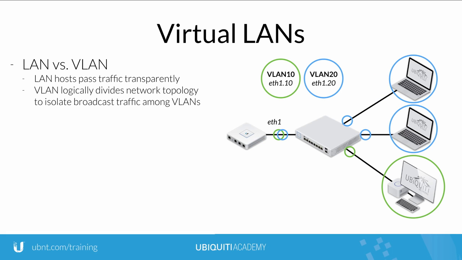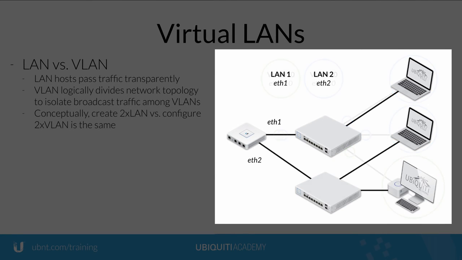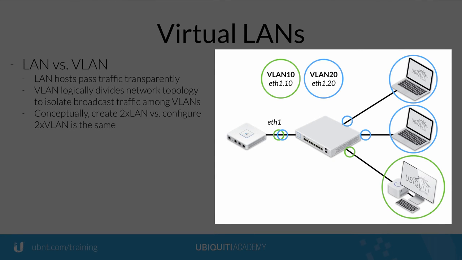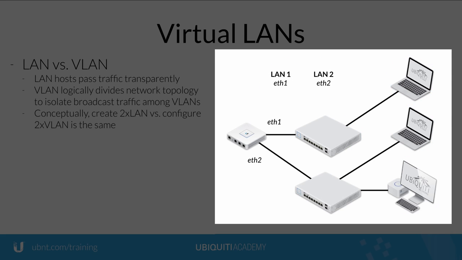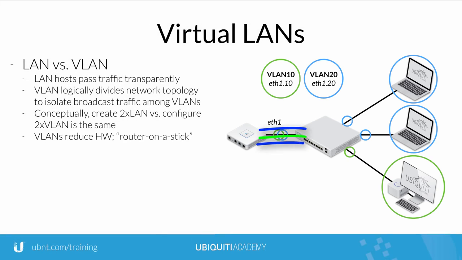By contrast, virtual LANs, or VLANs for short, logically divide a local network topology in order to isolate traffic to separate broadcast domains. Conceptually speaking, deploying two different LANs is the same as configuring two different VLANs on the same hardware. However, virtual LANs consolidate hardware like in a router on a stick topology.